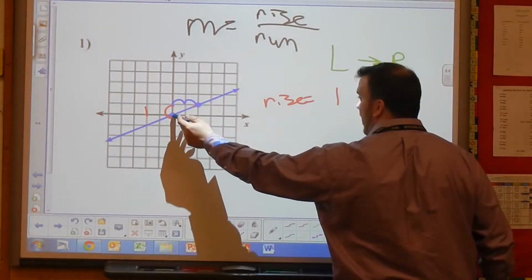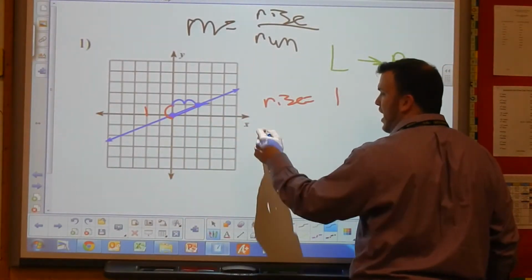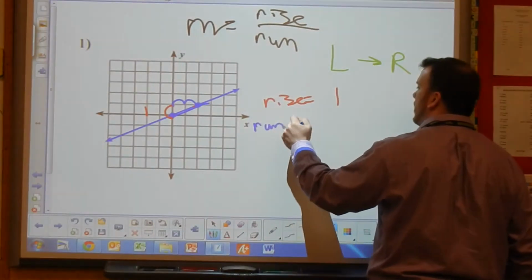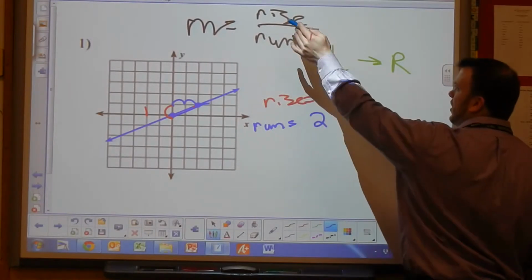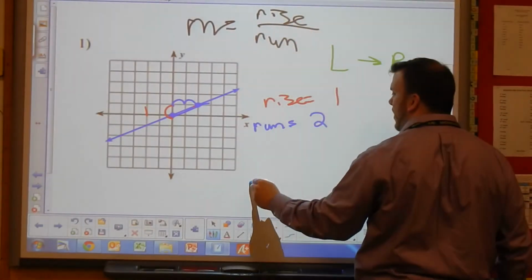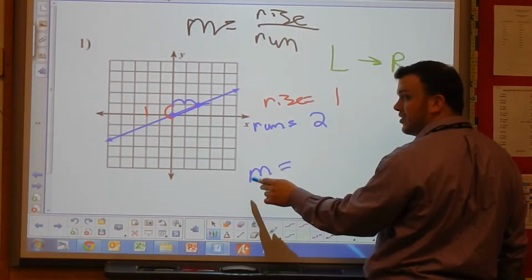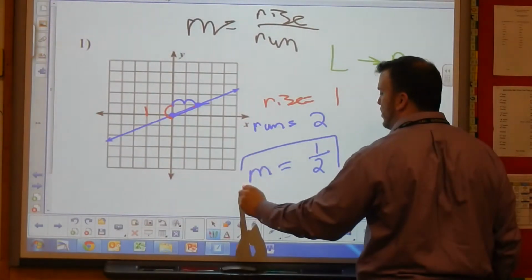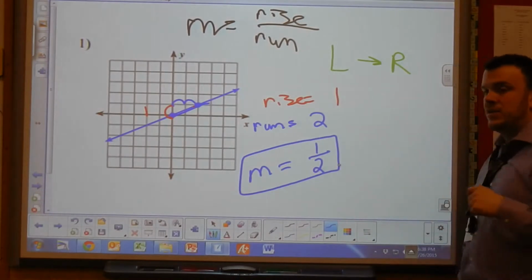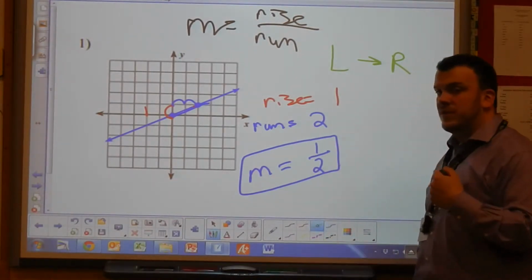So we're moving from our left point to our right point, and I've moved it twice, so my run is 2. And remember, we just have to take my rise, put it over my run. So I know my slope, which is m, remember it's always m, is 1 over 2. And you are done.